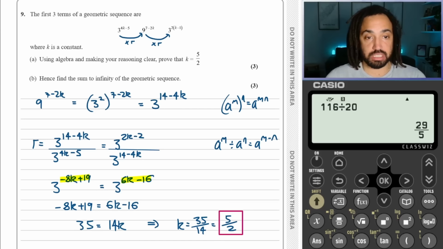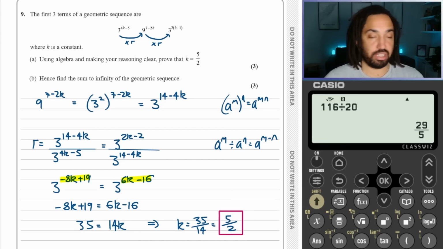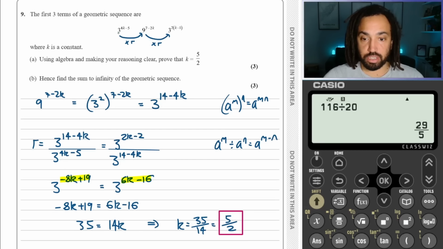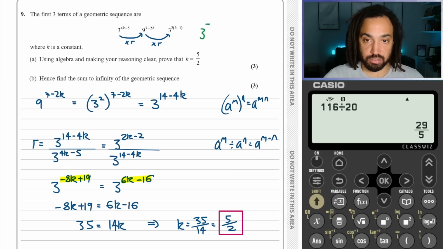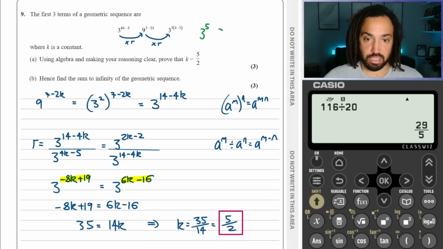Okay, next one says, hence find the sum to infinity of the geometric sequence. Well, if we know that k is equal to 5 over 2, we can actually work out each of these terms, which I think is going to be quite helpful. So the first one, 5 over 2 times 4 is 10, minus 5 is 5. So the first one is 3 to the 5. The next one is, using this one here, 3 to the 14, so 5 over 2 times 4 is again 10, so it's 14 minus 10, so it's 3 to the 4.